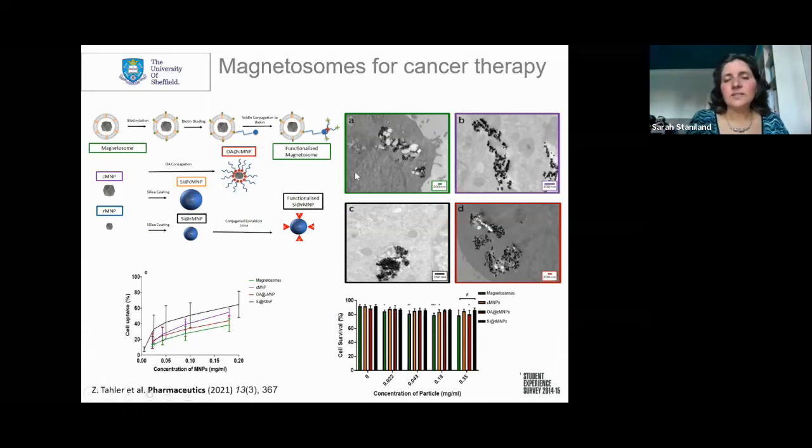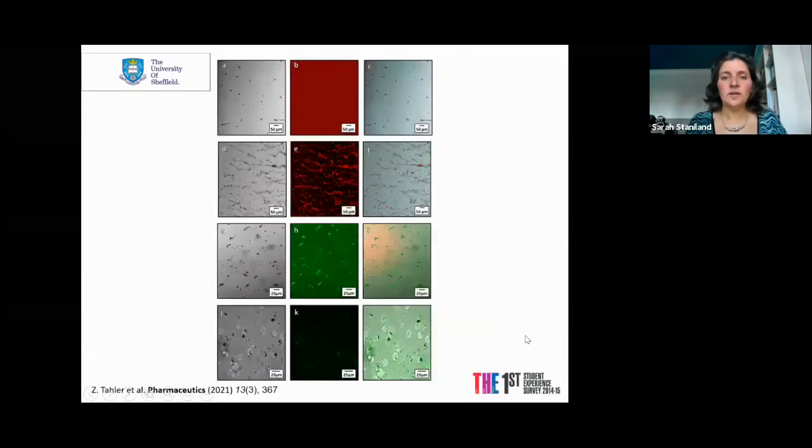And basically what you can see here is that he tried to show the different sorts of uptake and toxicity of magnetosomes compared to just bare synthetic magnetite, and then also coated magnetite as well of different sizes. And basically the take-home story is that they're all taken up, and they're generally not toxic unless you're doing something with them, which is all good.